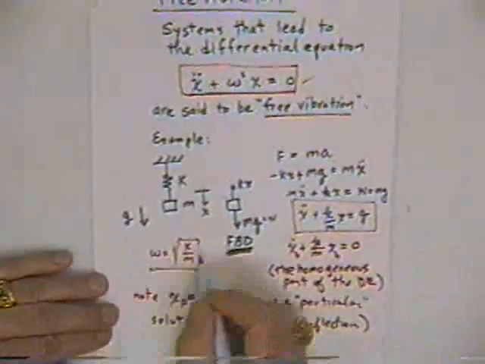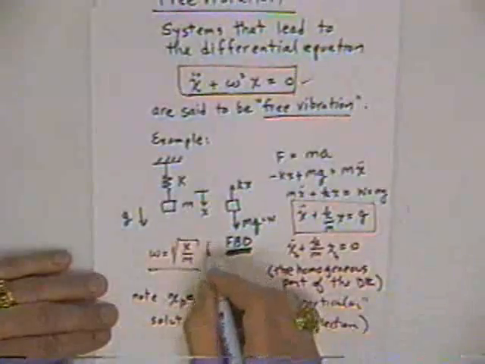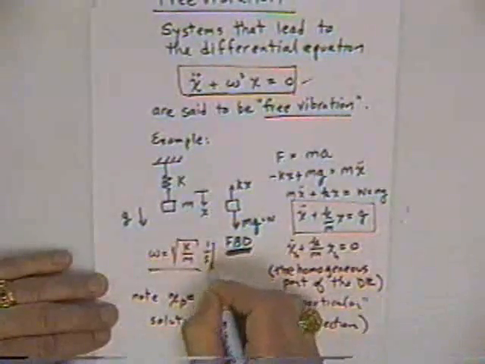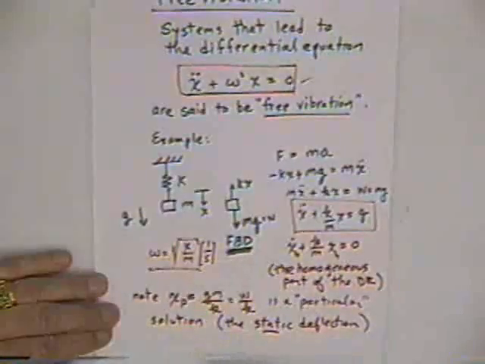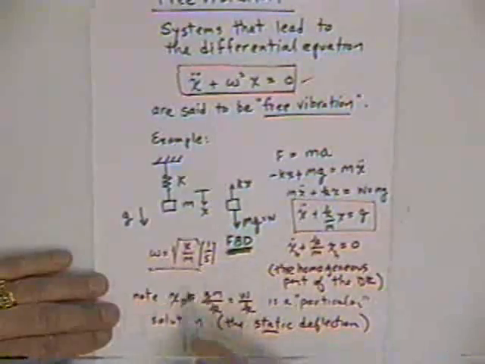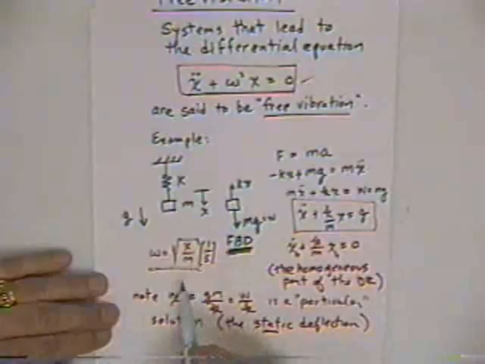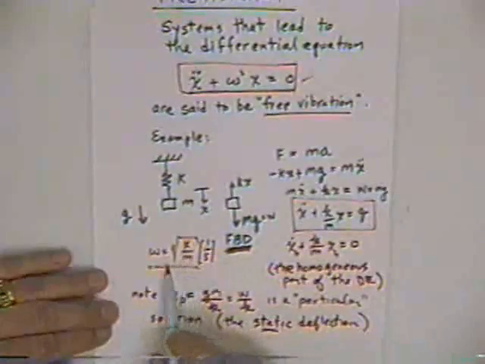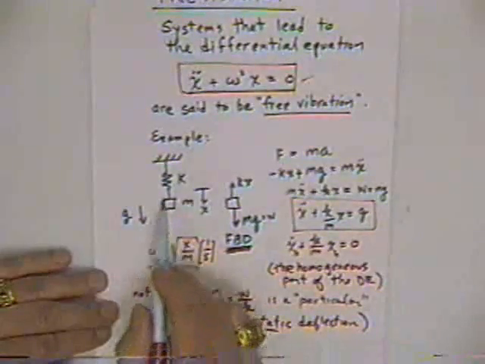It's got units of radians per second. Not degrees per second, not RPMs, but radians per second. And it tells you the frequency at which this motion will occur.